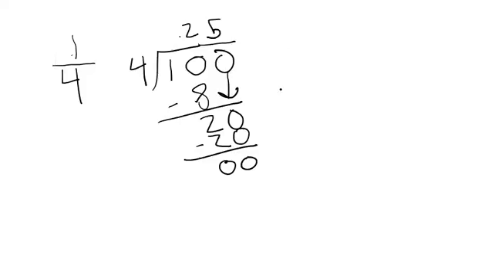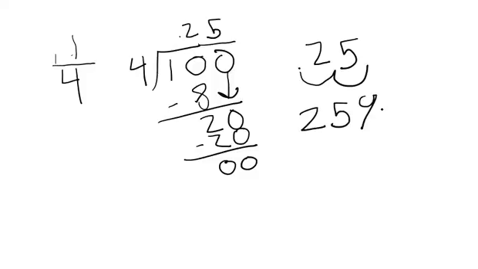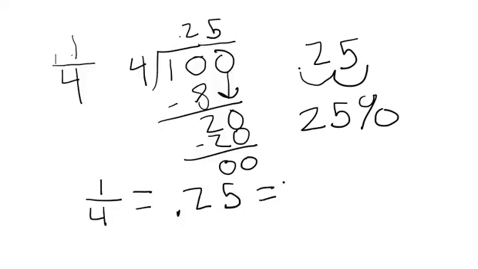Now, how do I take that 25 hundredths and turn it into a percent? So I have here my decimal point. I'm going to move my decimal point over to the right 2 places. Boom, boom, which gives me 25%. So what that means is that 1/4 is equal to 0.25, which is equal to 25%.